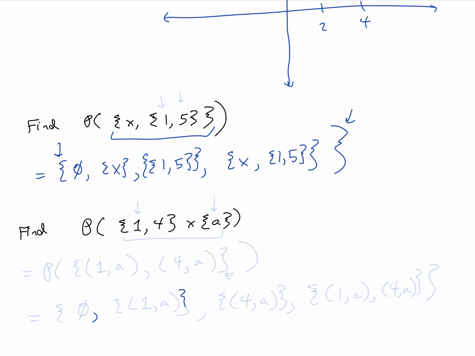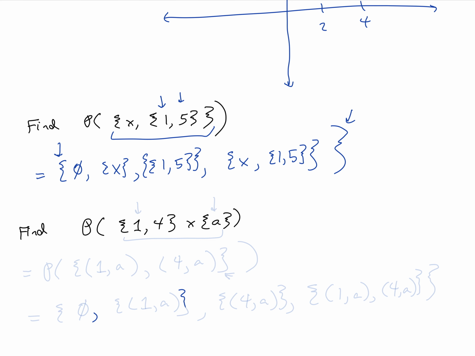So the power set is the set of all subsets. So that is the power set of that set above. Note that the 1 and 5 can't come apart, so we don't have just 1 by itself or just 5 by itself, because the set 1, 5 is an element of the original set.